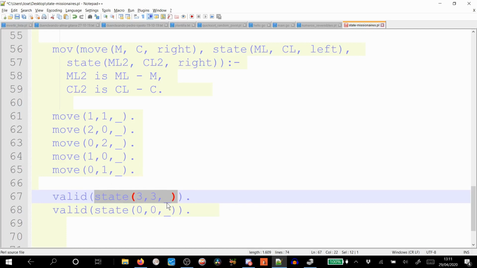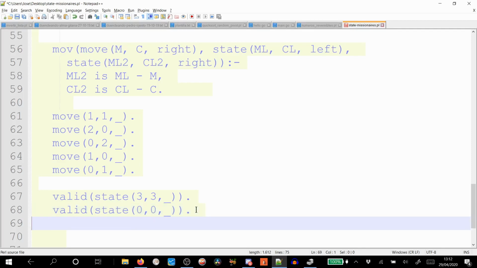This is not really about solving the problem or the game. We only have to verify whether a state is valid or not. So this is a valid state, with all the people on the right side. That is the final state. It's a right state. What more is valid? What more do you think will be valid?